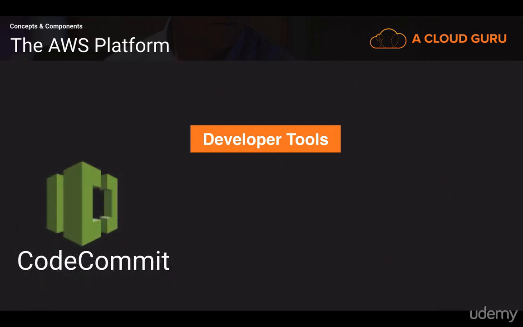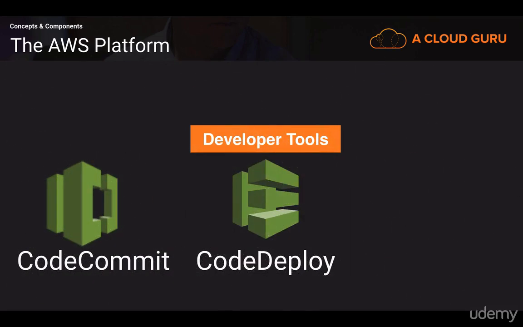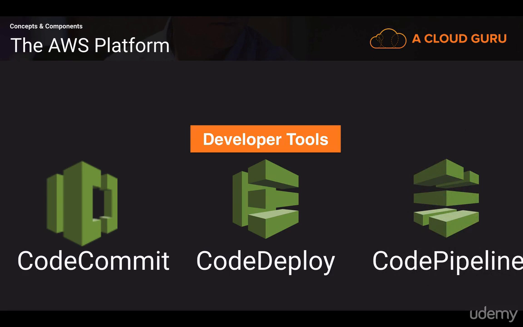Moving on to our developer tools, we've got Code Commit, Code Deploy, and Code Pipeline. So Code Commit is a fully managed source control service that makes it easy for companies to host secure and highly scalable private Git repositories. So think of it as AWS's version of GitHub. It's not in the exam, so we don't cover it in this course. If you do want to learn how to use GitHub on AWS, though, we do have an entire course devoted to that on the A Cloud Guru website.